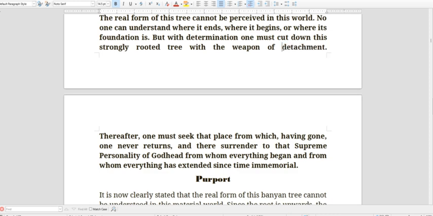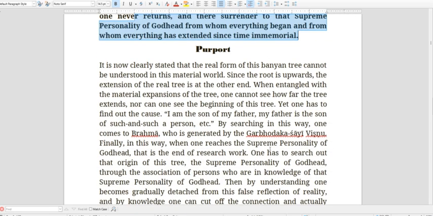Okay. So we went into a lot of other directions. Weapon of detachment. Therefore, one must seek that place from which, having gone, one never returns, and there surrender to that Supreme Personality of Godhead from whom everything began and from whom everything has extended since time immemorial. So, which is the place from where we go, we never return? That is the spiritual world. Okay.